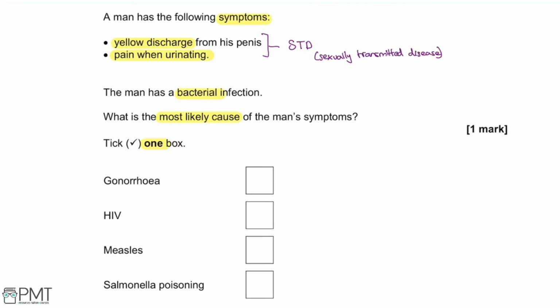And this can help us to limit the list of options that we've got. So measles and salmonella aren't necessarily STDs, we're more looking at gonorrhea and HIV. Now, HIV stands for Human Immunodeficiency Virus, and that term virus tells us that it isn't a bacterial infection, so that eliminates that one as well, leaving us with the correct answer, which is gonorrhea.